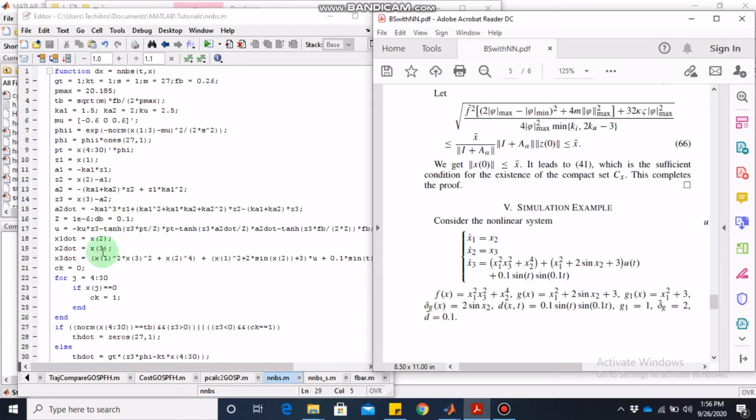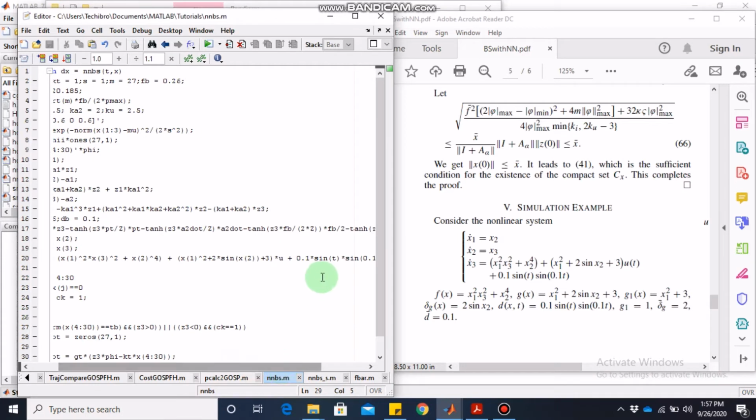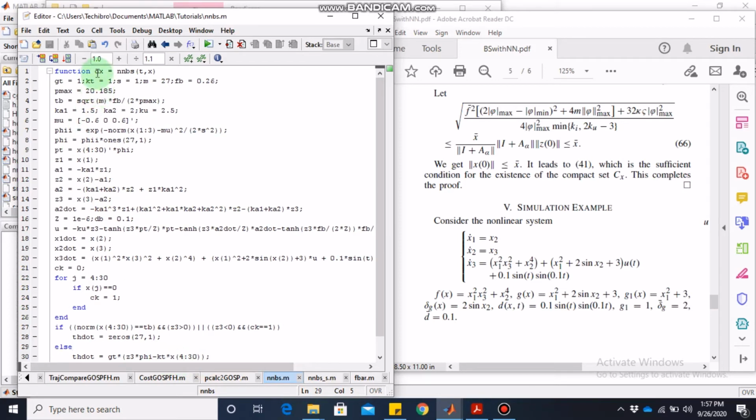Then x1 dot is equal to x2, x2 dot is equal to x3, x3 dot is equal to this whole equation. I have just copied it in the MATLAB, and you can see wherever there is t, so I can write this t, because while defining this function on the top, function dx equal nnbs is my chosen name, so t and x are normally the input arguments of anything that you are trying to solve using the ODE function in MATLAB.